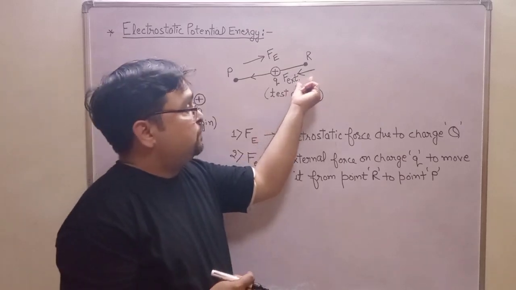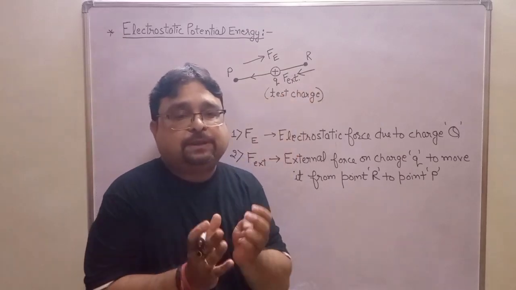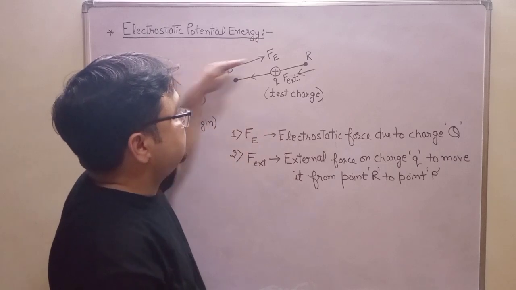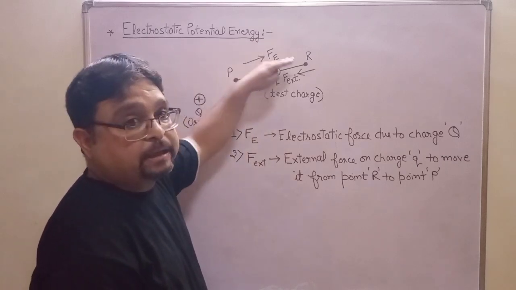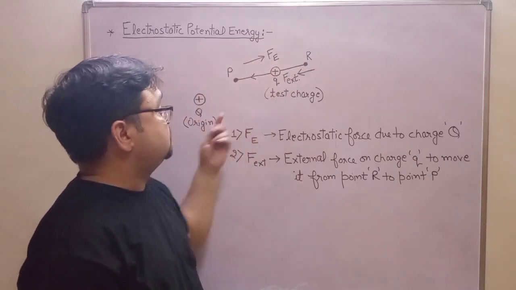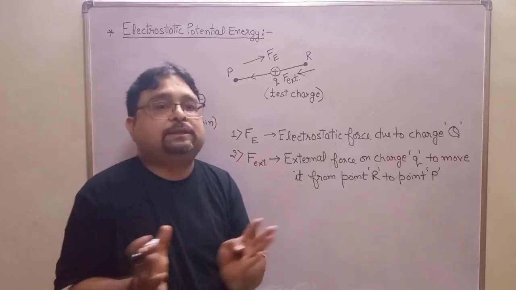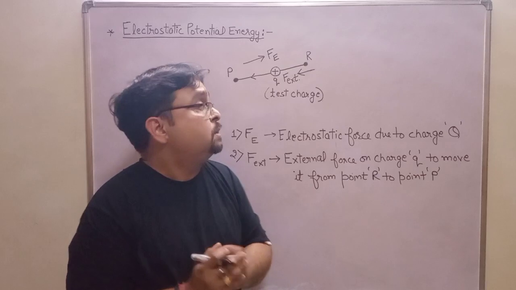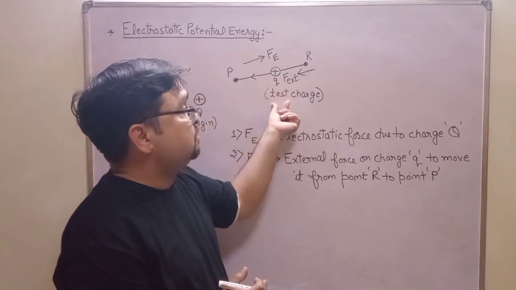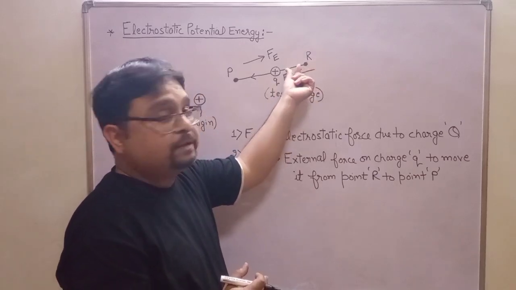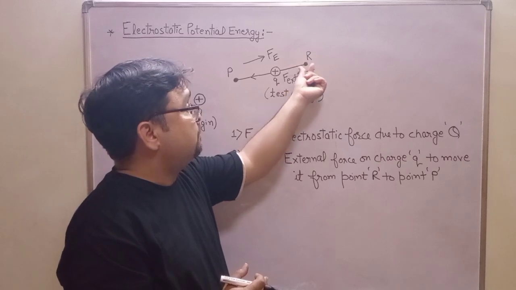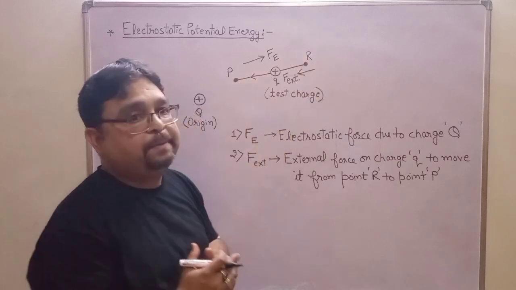This external force should be just enough to cancel the electric force or electrostatic force due to charge capital Q. Once the two forces get cancelled out, this small test charge will move slowly with constant speed from point R to point P.